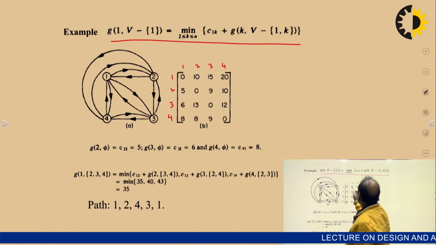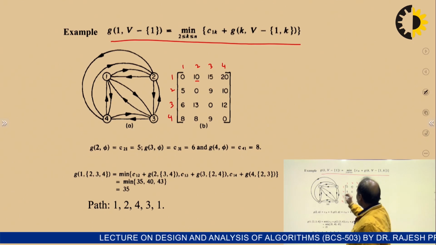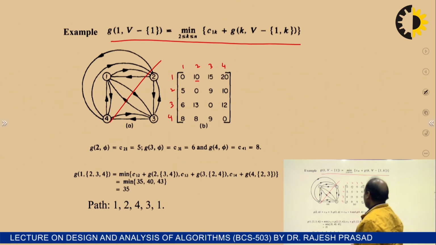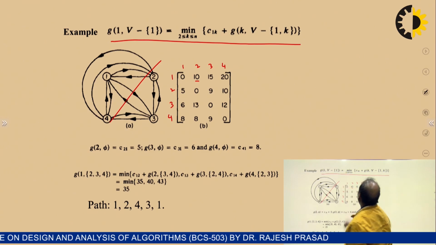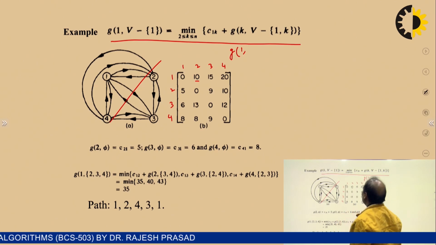1 to 2 direct is 10, but it's not necessary that 2 to 1 is also 10, because it is not symmetric. We have taken a directed graph, right? So this is the matrix. After computing the matrix, you can remove this graph. Based on this formula, we have to start from 1, and we have 4 vertices. We just exclude 1, so 2, 3, 4 are the options.